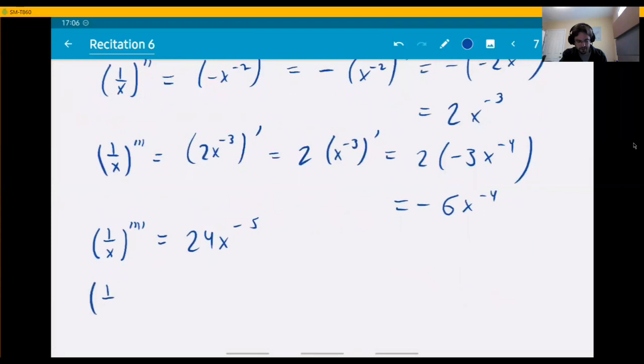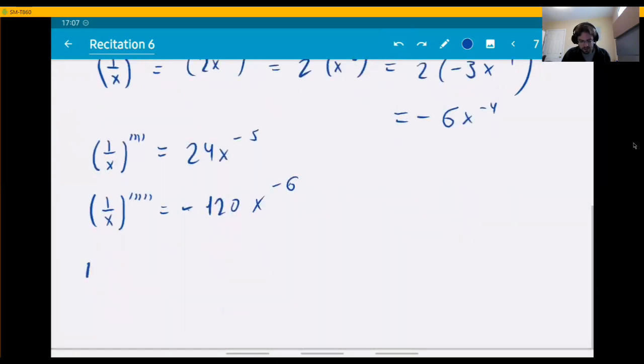Finally, 5 primes. The minus 5 multiplies the 24, giving you negative 120, and you lose another exponent, minus 6. You see that it's quite interesting. The signs keep changing, plus, minus, plus, minus. The power keeps losing 1 and 1, and the numbers that you see in front, you may recognize them. Those are the factorials. 3 factorial, 4 factorial, 5 factorial, if you know what that means. If you don't, don't worry. You should be able to solve the problem anyway.